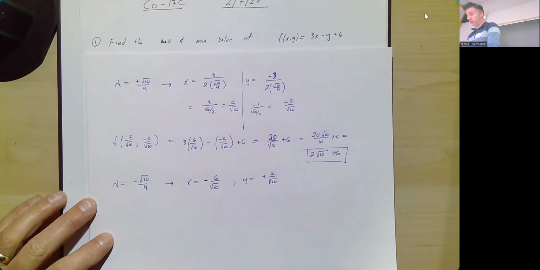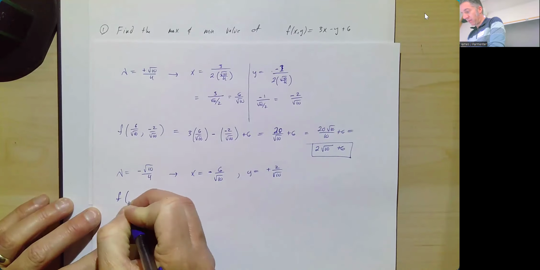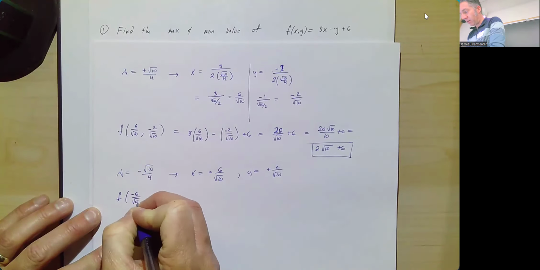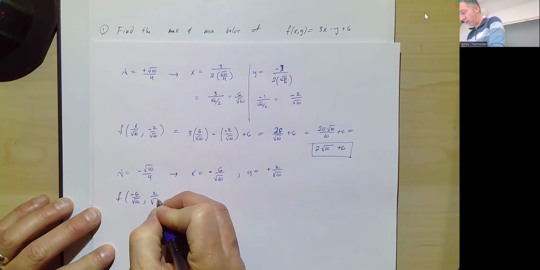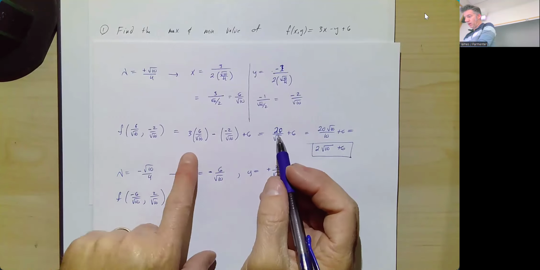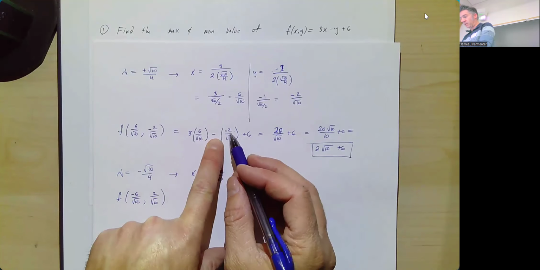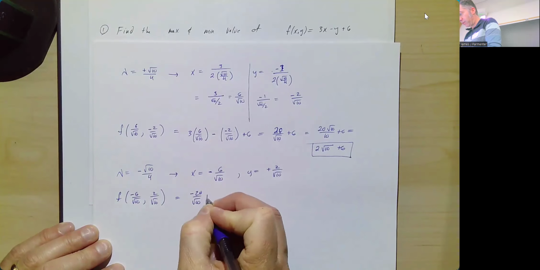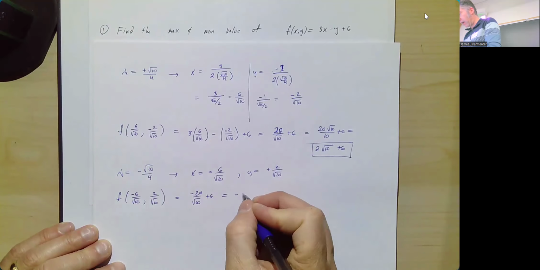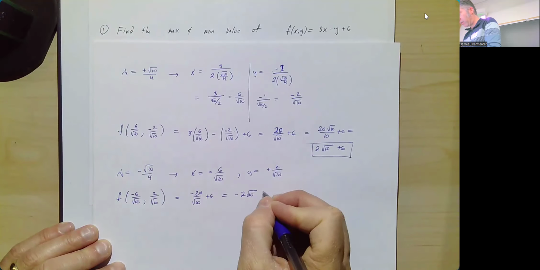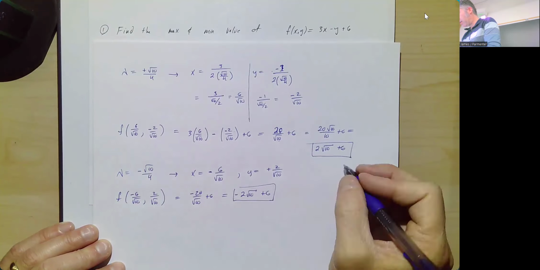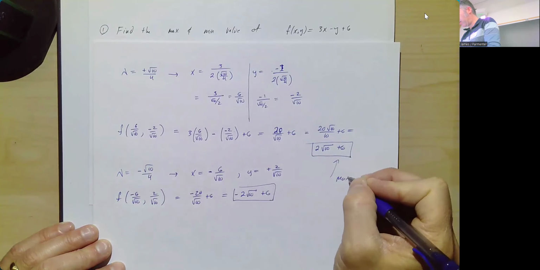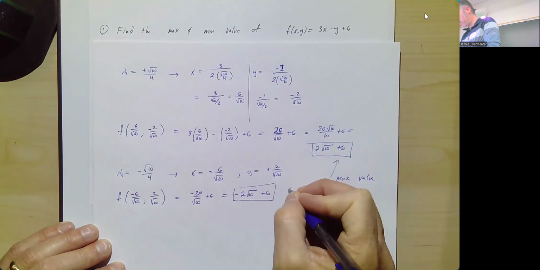And then finally, if I plug those in, f of negative 6 over root 10, comma, positive 2 over root 10, should end up getting me a negative 18 minus 2, so that's going to be a negative 20 over root 10 plus 6, or if you prefer, a negative 2 times root 10 plus 6. That's the maximum value because it's bigger. That's the minimum value because it's smaller.